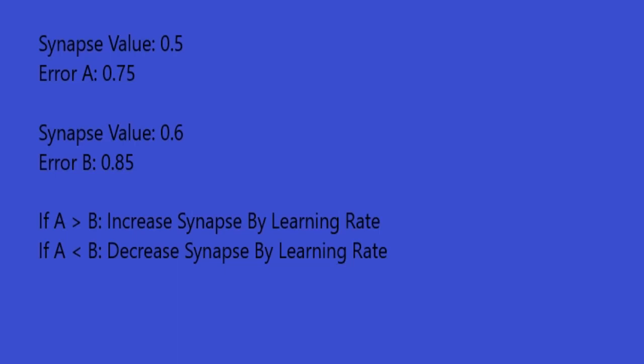Okay, so we take a synapse value. Let's say we start out our neural network. We say we have our synapse value of 0.5. It's just a random value. Then we propagate through the network, get our output, calculate our error. So the first error, error A, is 0.75. Okay, that's not a great error actually. Anyway, we have our error. Then we can increase our synapse value by 0.1. Then our new synapse value is 0.6. We can propagate through the network again, calculate our new error, which will give us 0.85.